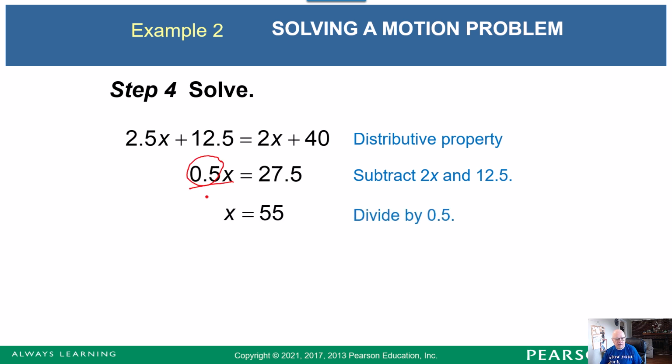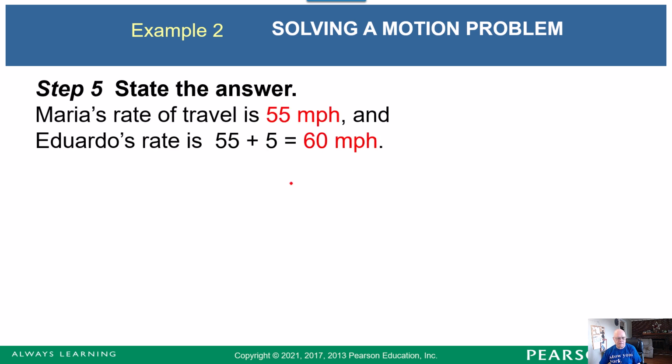So you have 0.5 into that, 0.5 into that. You might want to use the calculator on that one just to make it a little bit easier. But you know how to use your calculator, so you'll be a whiz at this. Step 5. We've got what we need, pretty much. The rate of travel is 55. That was x. And it's 55 miles per hour for Maria. And Eduardo is 5 more than that. So he went 60 miles per hour.